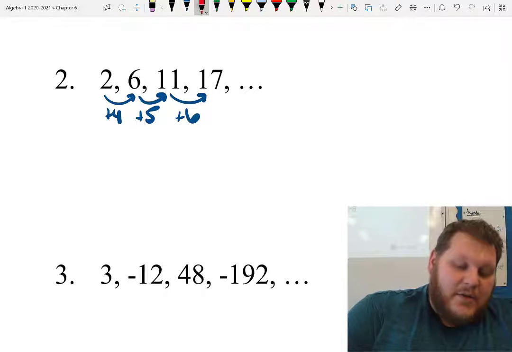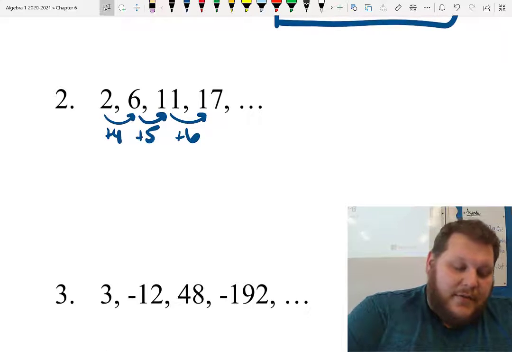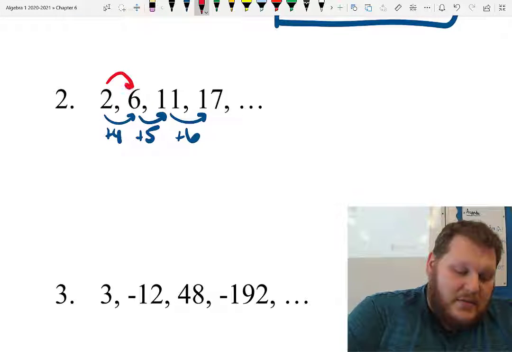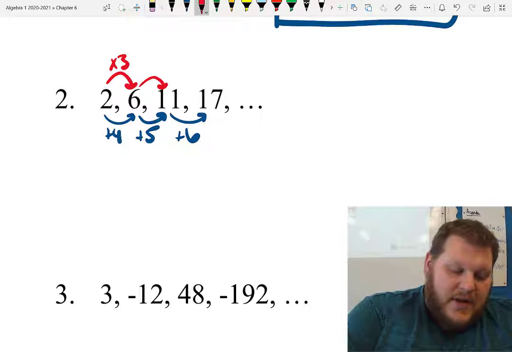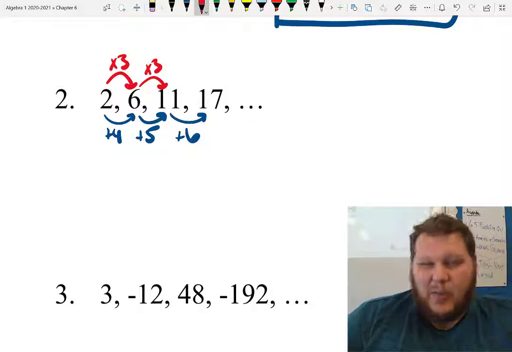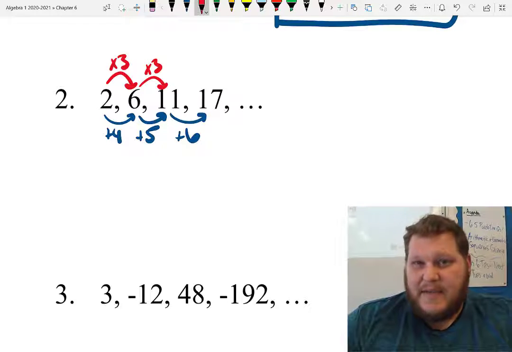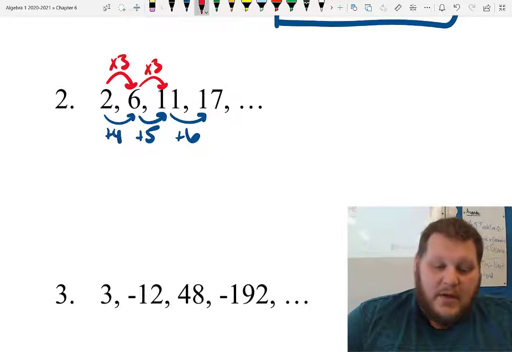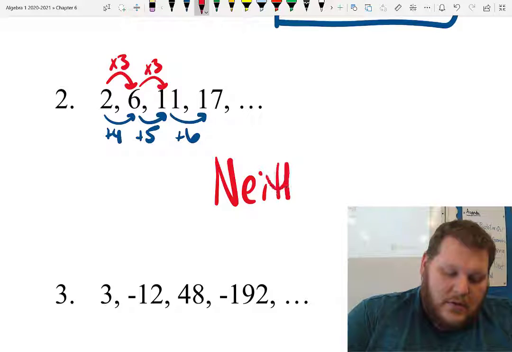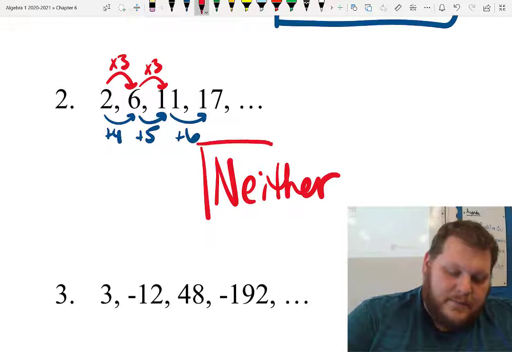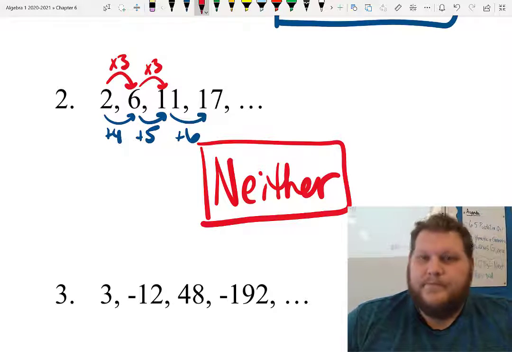If I did the same thing, I'm just going to use red up top. To get from 2 to 6 using multiplication, that would be times 3. And then if we do times 3 here, we know it's not going to work to get from 6 to 11. 6 times 3 is 18, not 11. So in this case, it's actually neither.